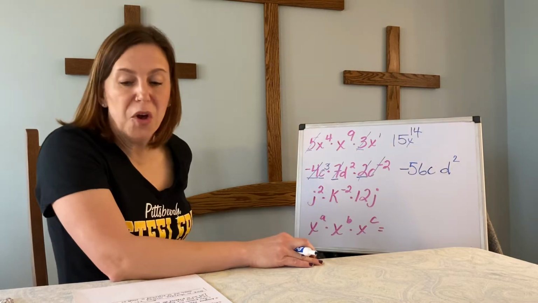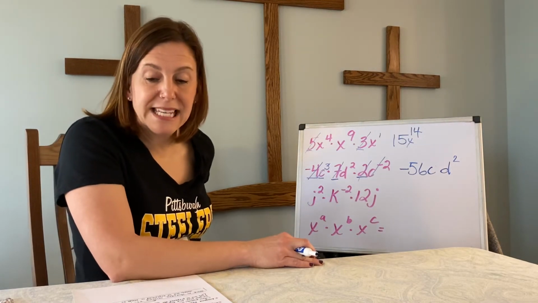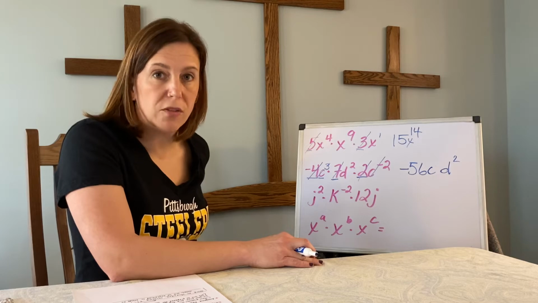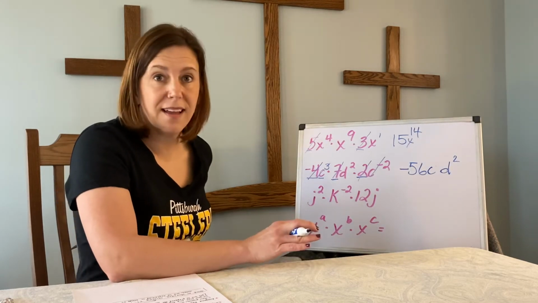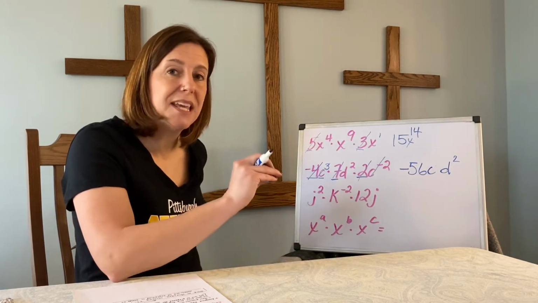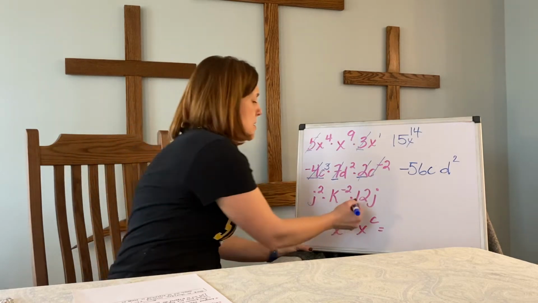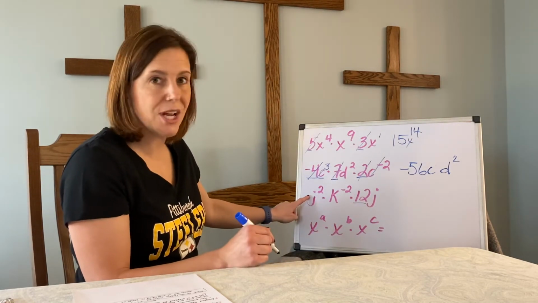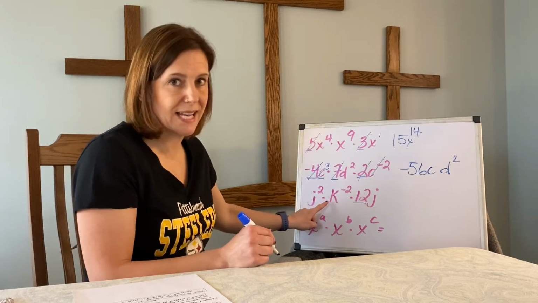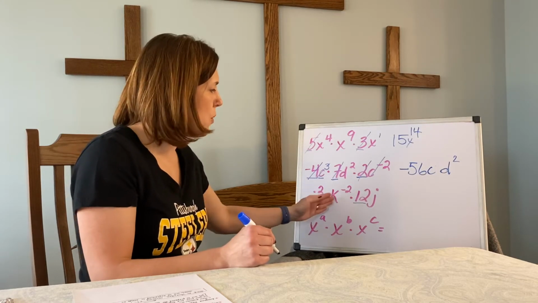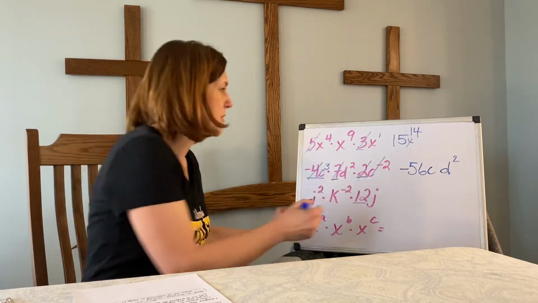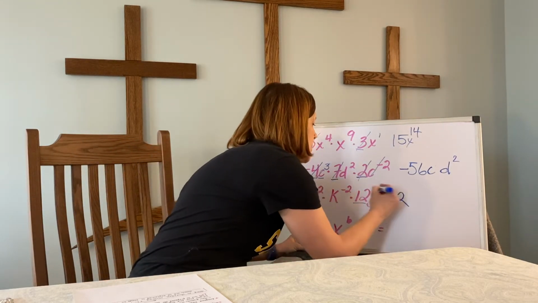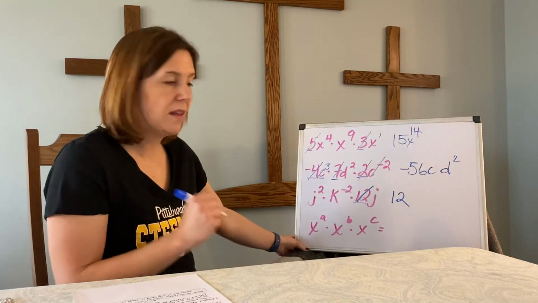Okay, look at the next one. We have j squared times k to the negative second times 12j. It's okay. I don't need to be intimidated. I take it piece by piece. Find my numbers. I only have one there that matters. This is 1j squared. This is 1k to the negative second. So 1 times 1 times 12. I can just jump right to the 12. I'm going to cross that out once I've dealt with it.